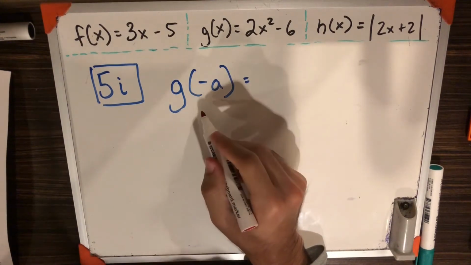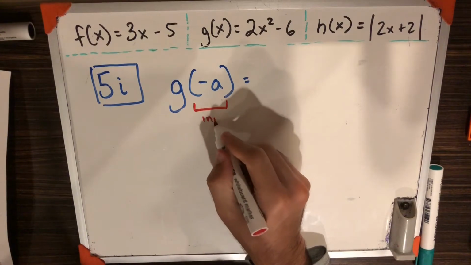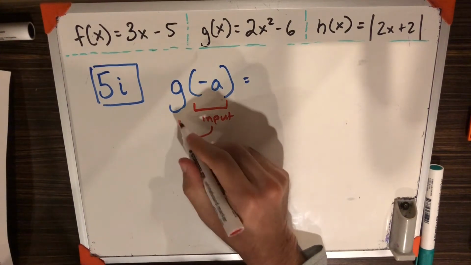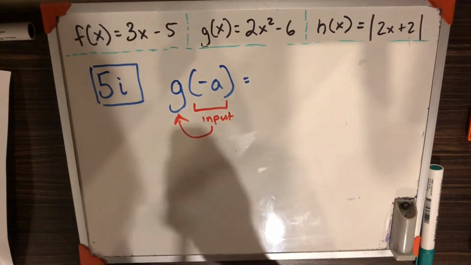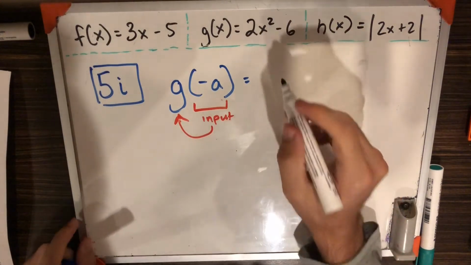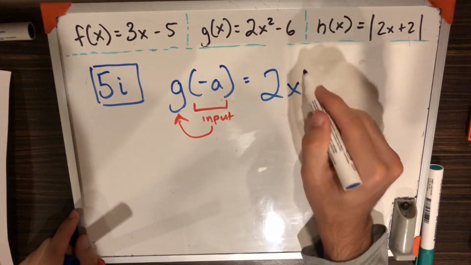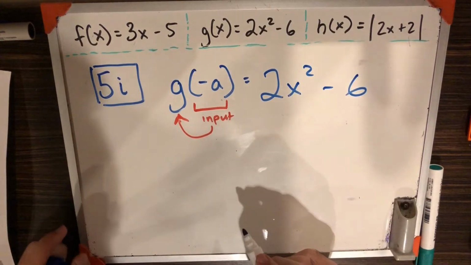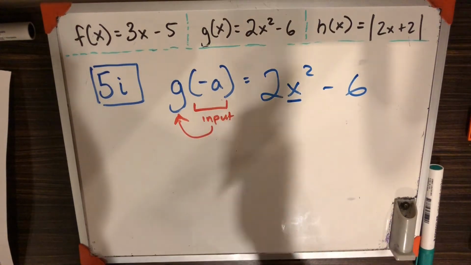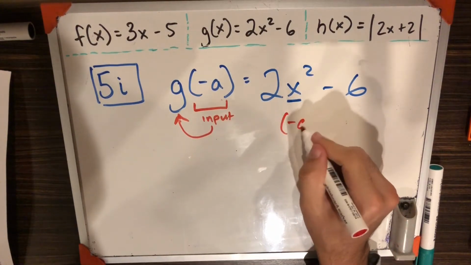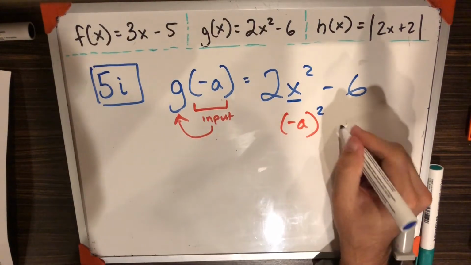All right, 5i. We have g of negative a, right? So here's my input. I'm putting this in for x in g. There's no need to panic here. You're simply plugging negative a in for x. Okay, well, the question is, what is g? g is 2x squared minus 6, so I'm going to rewrite that. For every x I see, I'm going to replace that with negative a. Okay, I'm going to rewrite everything else.